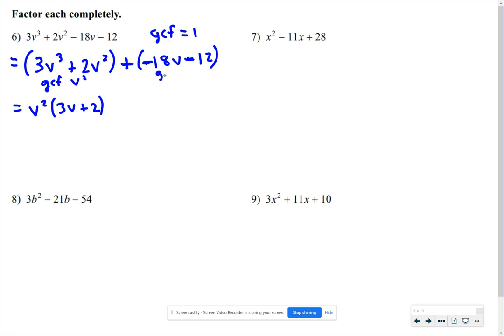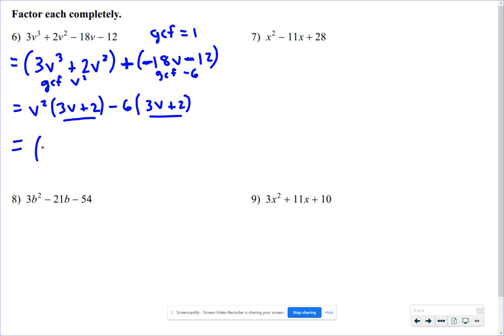The next group, our GCF is a 6, but I need to also pull out the negative, so we'll pull out a negative 6. And then 18 divided by 6 is 3. Negative 12 divided by negative 6 is positive 2. Notice the sign changes. Double check and make sure that if you distribute, you get back what you started from. Negative 18v minus 12. Yep, it works. And 3v to the third plus 2v squared. Yep, it worked. Okay, so now what I have is this common binomial factor, 3v plus 2.